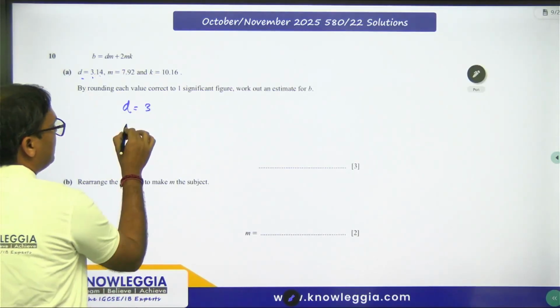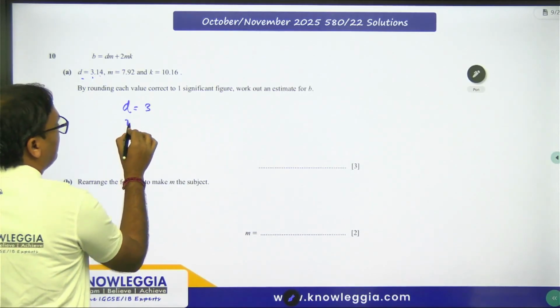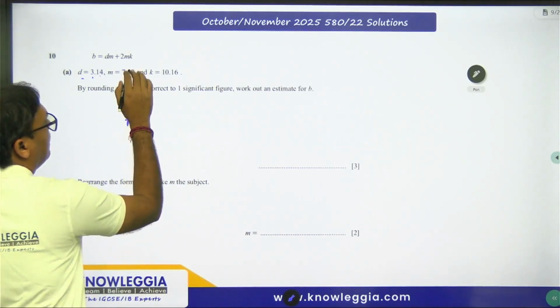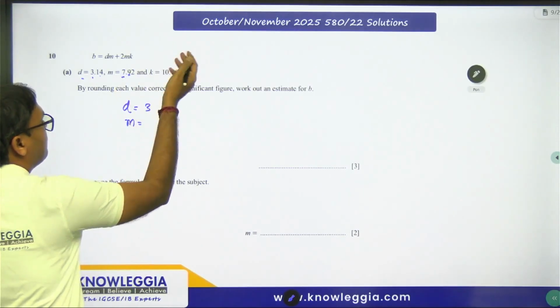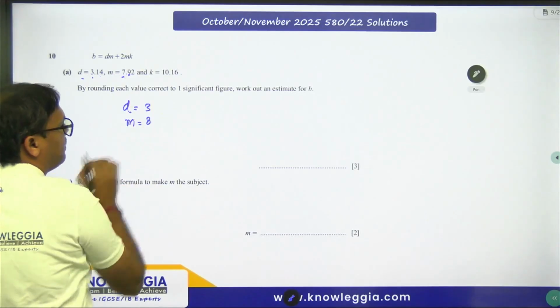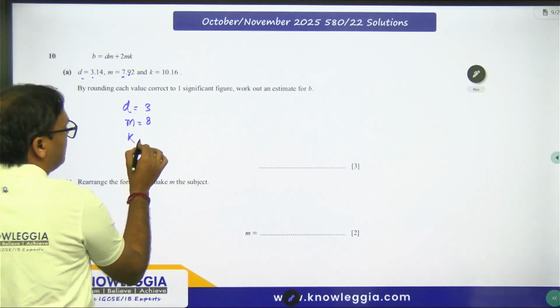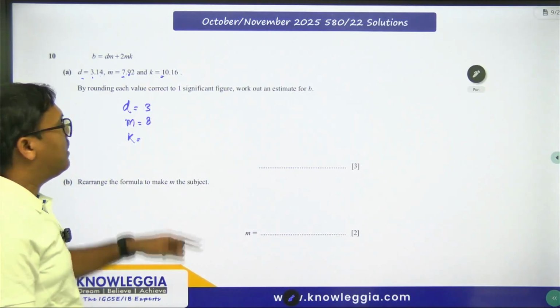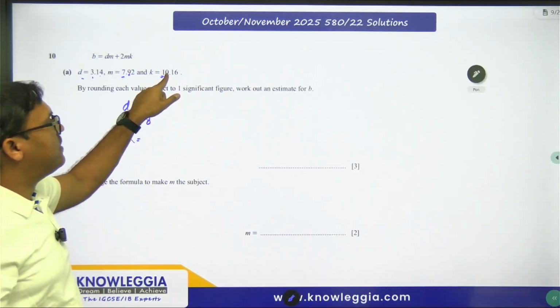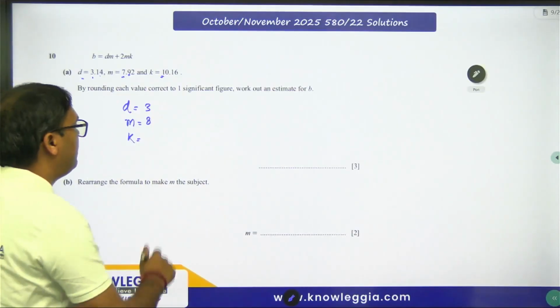Okay. Second, what is M? M will be equal to, again, we will round. So this is 7 and this rounding up 9 up, that will become 8. And what is this? K. This first significant figure is 1, right? Now, the next value is 0, which is less than 5. So we'll write this.